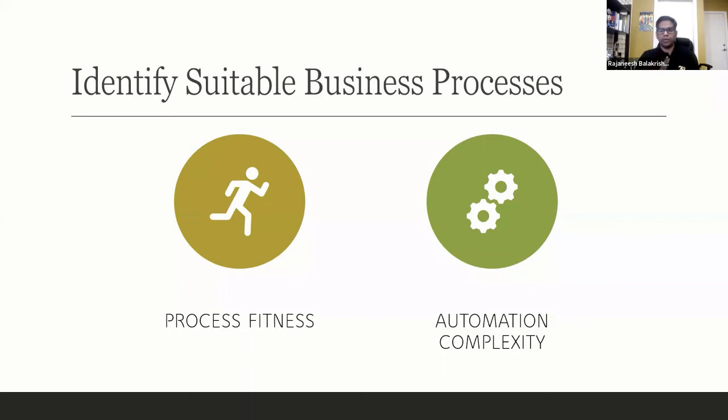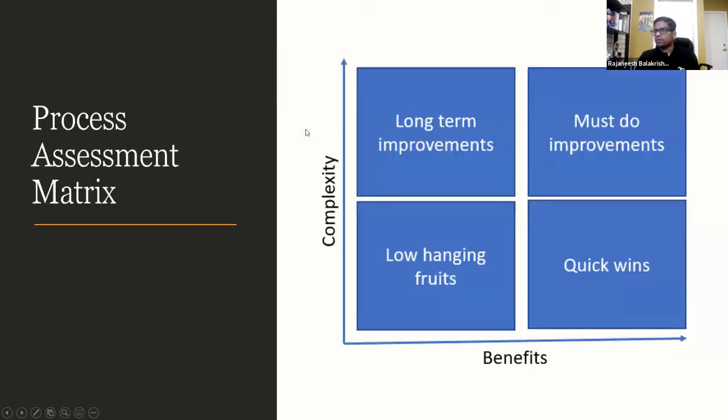So we need to do the assessment if the process is really fit for automating, and then we rate them based on the fitness of the process. And also we are going to see the automation complexity. Complexity in the sense how good the application is, and how many screens it does have, and are the fields readable. All this kind of assessment we do, and we put it in a matrix, and then we see which can be automated. So it will be something like this, the process assessment matrix. We put the complexity and the benefits, and then we find the low hanging fruits. They are the best candidates for automation, and quick wins are the best candidates, and the long-term improvements, no, they are not good candidates for automation. Must do improvements is definitely not a good candidate, because they need even more improvements to do the automation.